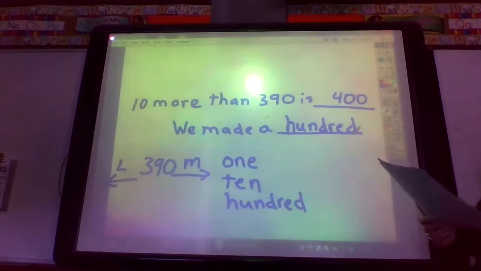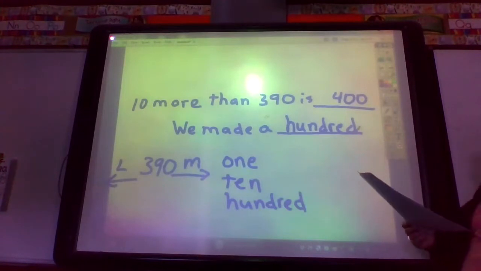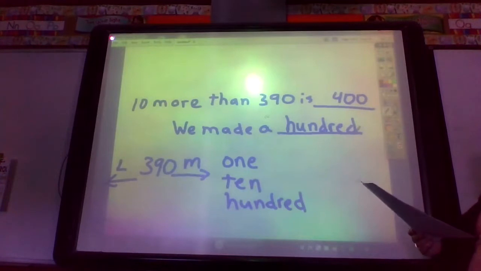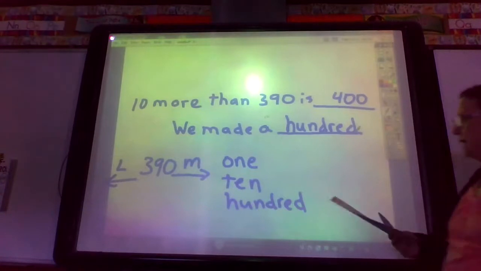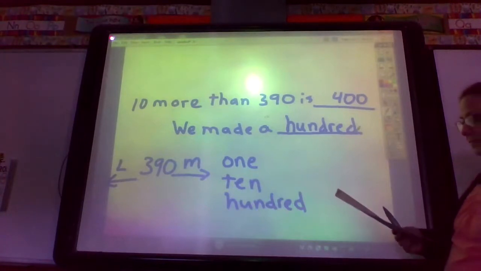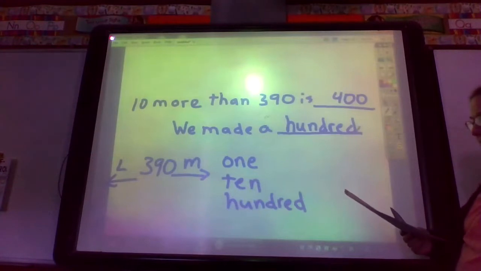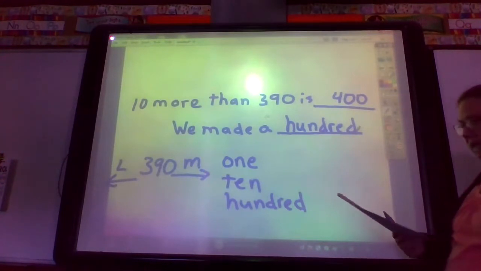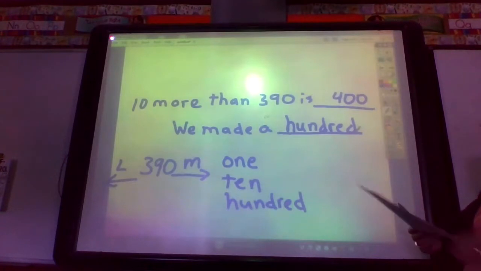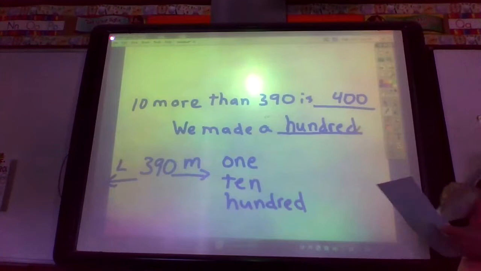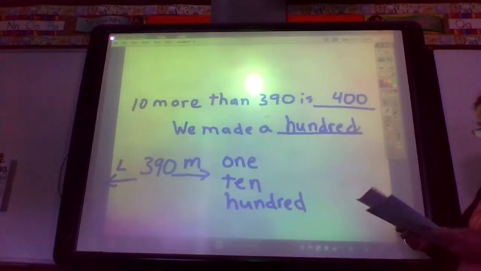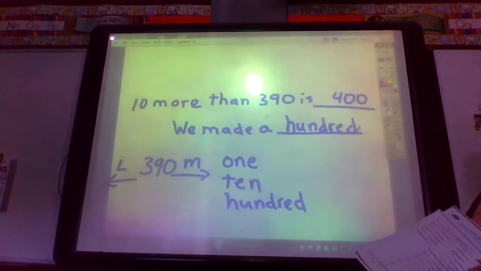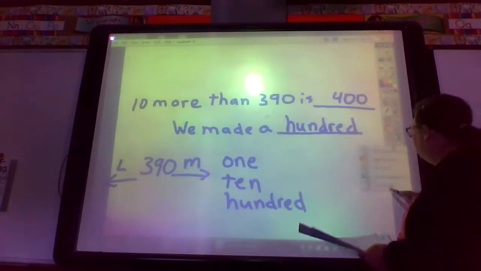D says 1 more than 299 is blank. Well, what is 1 more than 299? You'd write your answer. And then what did you make? So you can do that one. And then for E, it says 10 more than 790 is blank. And then we made a blank. So those are pretty easy for us to figure out.